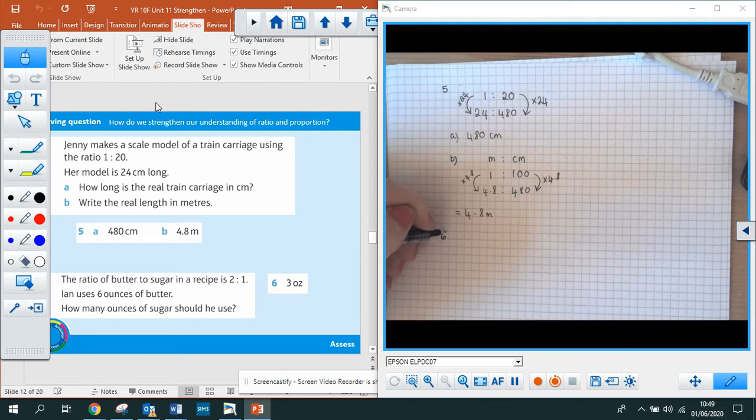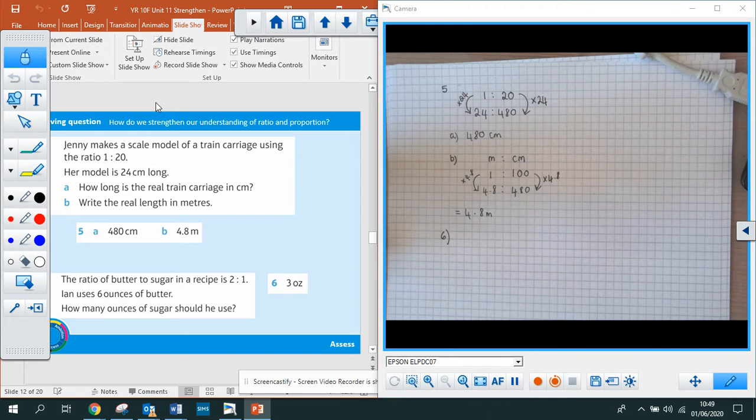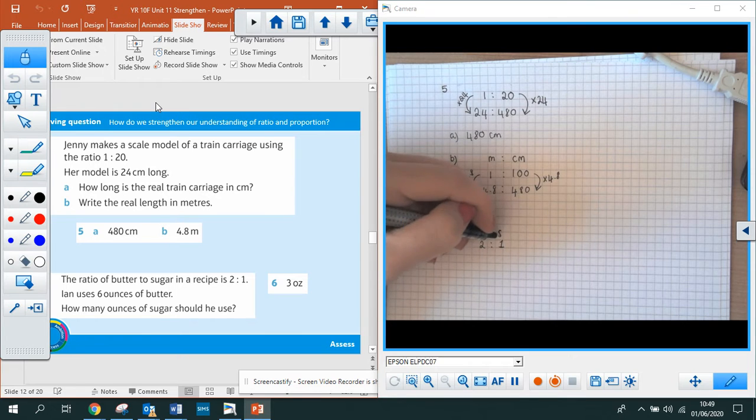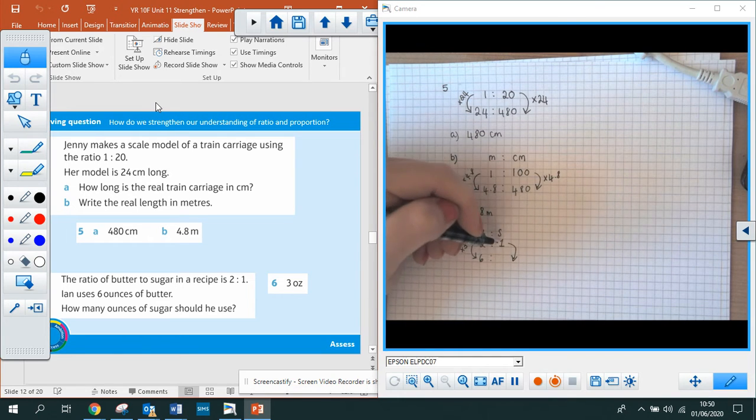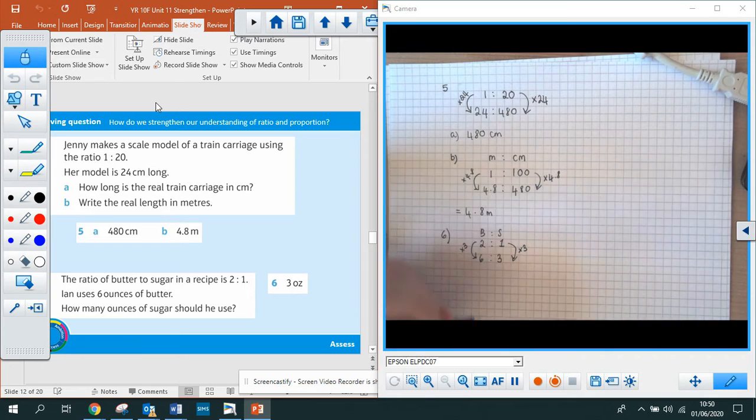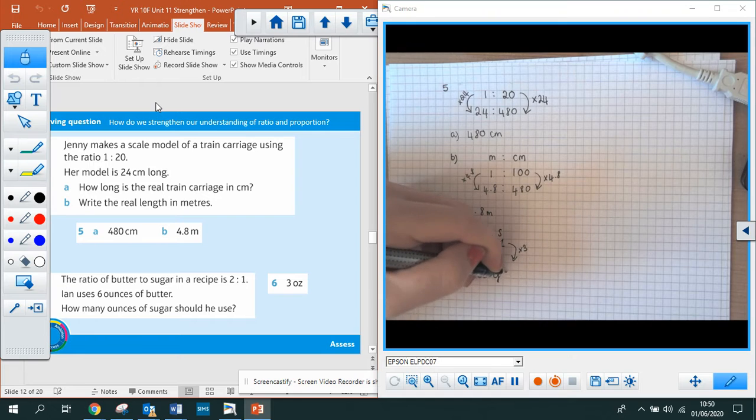Question 6. The ratio of butter to sugar in a recipe is 2 to 1. So we've got 2 to 1, and that's butter to sugar. Ian uses 6 ounces of butter. How many ounces of sugar should he use? This part belongs to butter, so this number is 6. How does he get from 2 to 6? I multiply by 3. Therefore, I need to multiply my sugar by 3. And 1 times 3 is 3, so he needs 3 ounces of sugar.